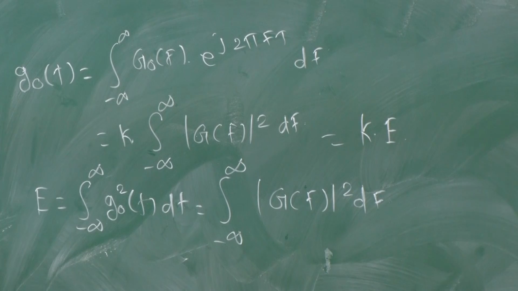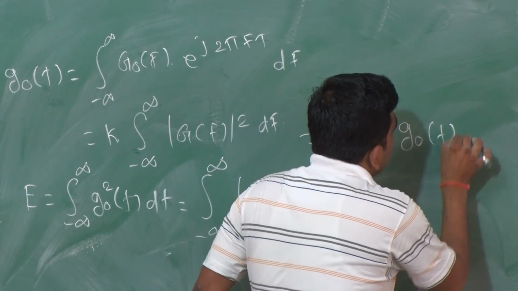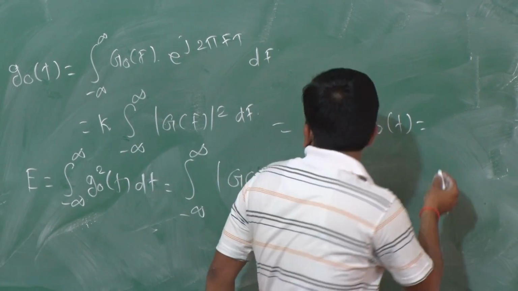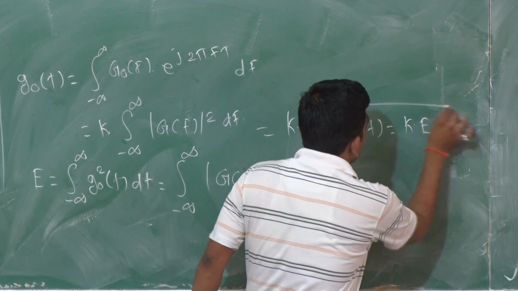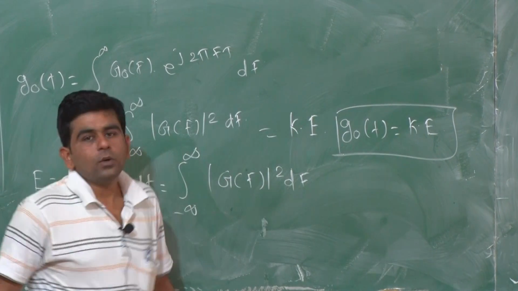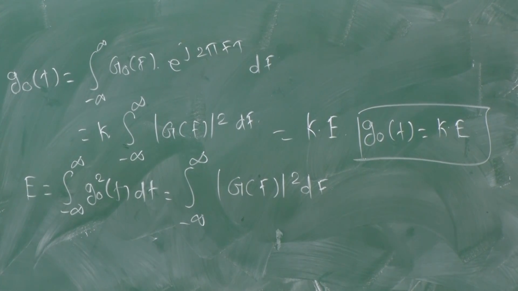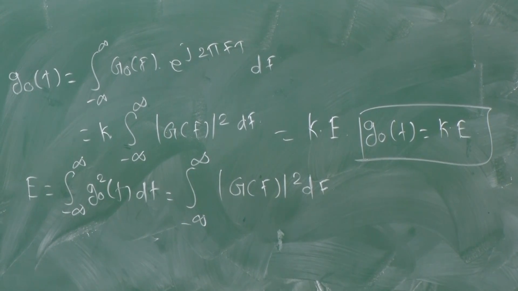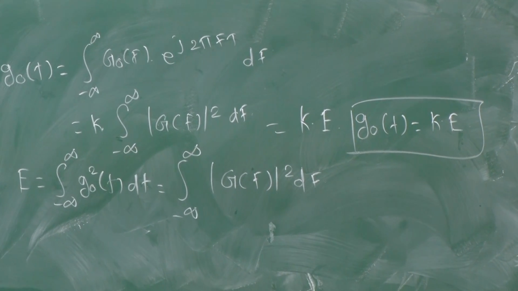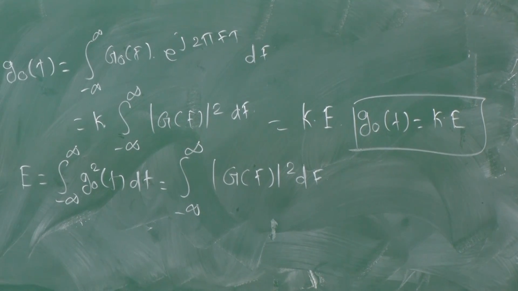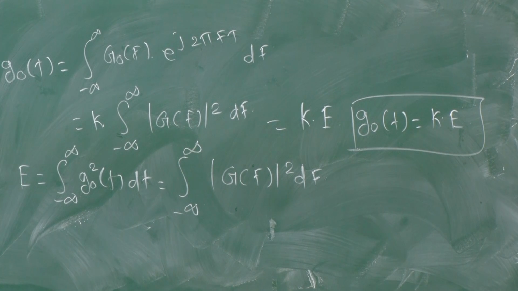By using this one, we can say that the input signal, this output one, that is one capital E into K. Output of your filter g of t is nothing but arbitrary constant K, which gets multiplied with energy which is associated with your input signal g of t.